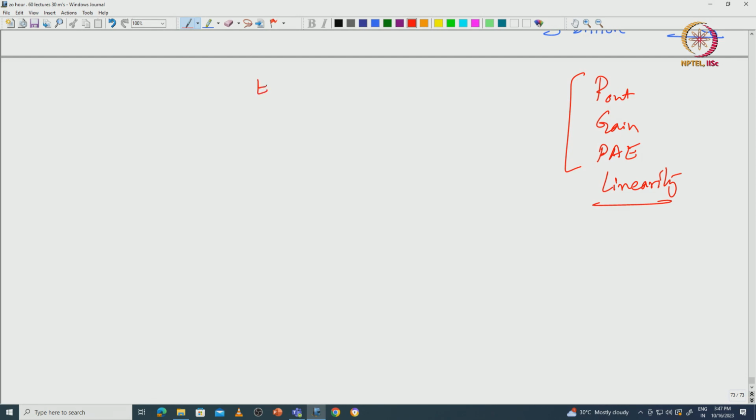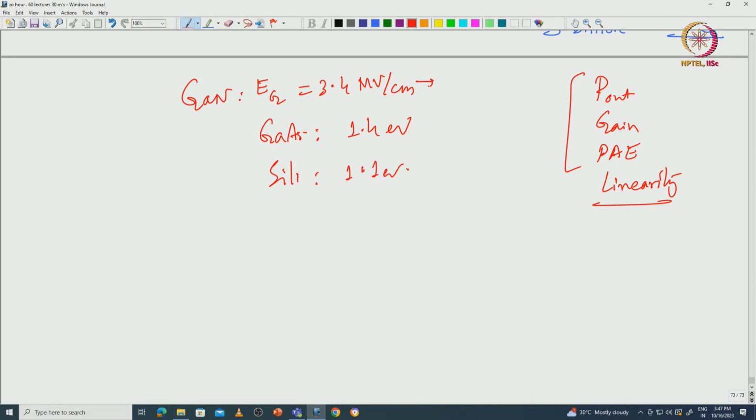Okay. So as I told you, gallium nitride has a high band gap of 3.4 electron volts. Gallium arsenide has a band gap of 1.4, silicon has a band gap of say 1.1. When the band gap is large, the breakdown field is also large. Breakdown field, the critical field of breakdown, is the field at which the material will break down. It depends weakly on doping, but by and large gallium nitride has a breakdown field of around 3 megavolt per centimeter or slightly more.